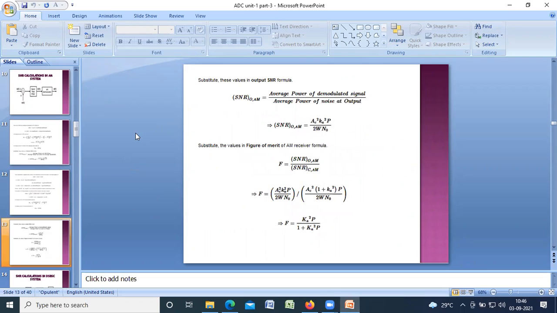Now after this, substitute the values to find out the signal to noise ratio for output. How to find out? First put the average power of demodulated signal. और जो हमने निकाली है that is AC square. Wait. AC square. हाँ जी कितनी निकाली है? KA square, that is amplitude sensitivity, into P power of the message signal, that is equal to MC square by 2. इतनी थी?